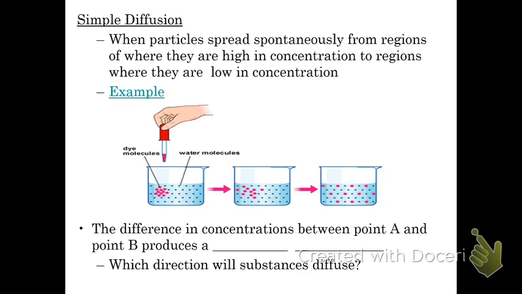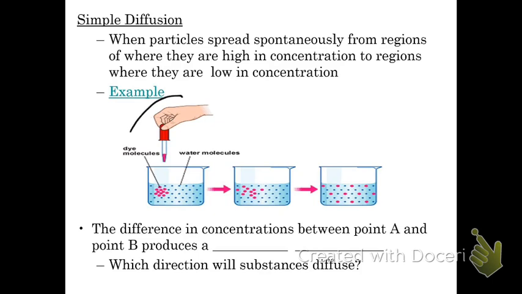What we'll spend most of our time thinking about will be diffusion. There are a couple of different types of diffusion. The first is simple diffusion. And this is when particles spread spontaneously, right? Spontaneously, without energy. When molecules spread spontaneously from regions where there's a higher concentration to regions where there is a lower concentration. So here you can see in the diagram, right?